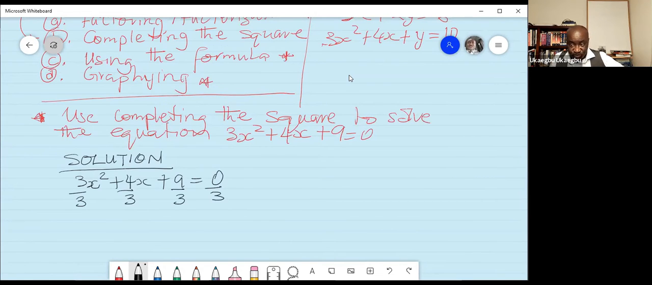See, that's why it's called an equation. Whatever you do to the left side, you do it to the right side. So by so doing, 3 divided by 3 is 1. So you have x squared plus 4 over 3 x. And then plus 9 divided by 3 is 3. And 0 divided by 3 is what?